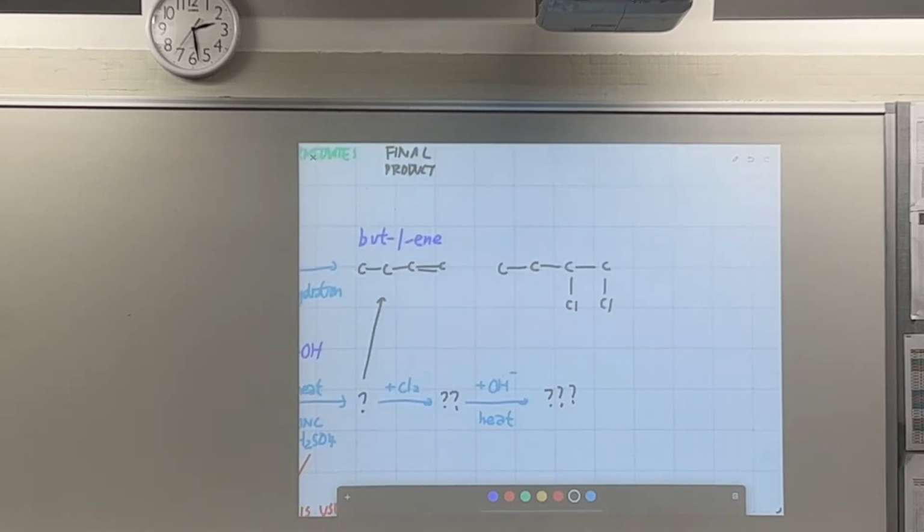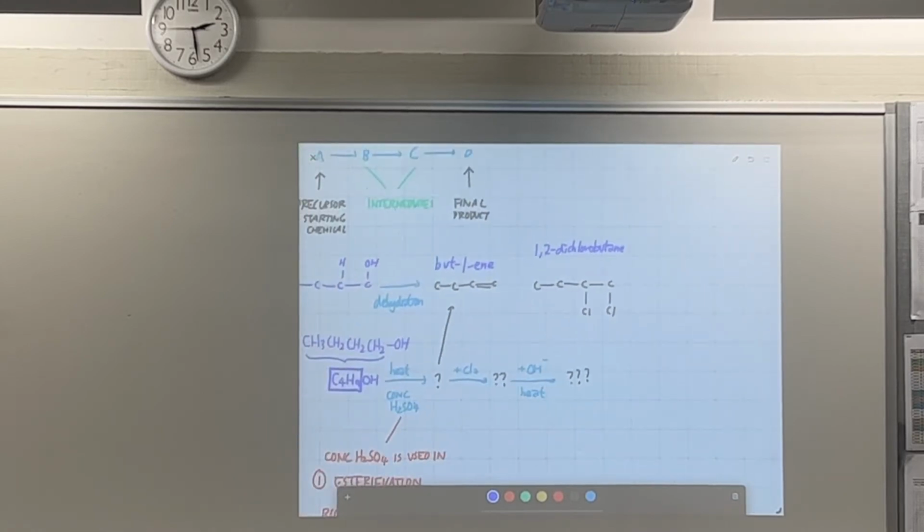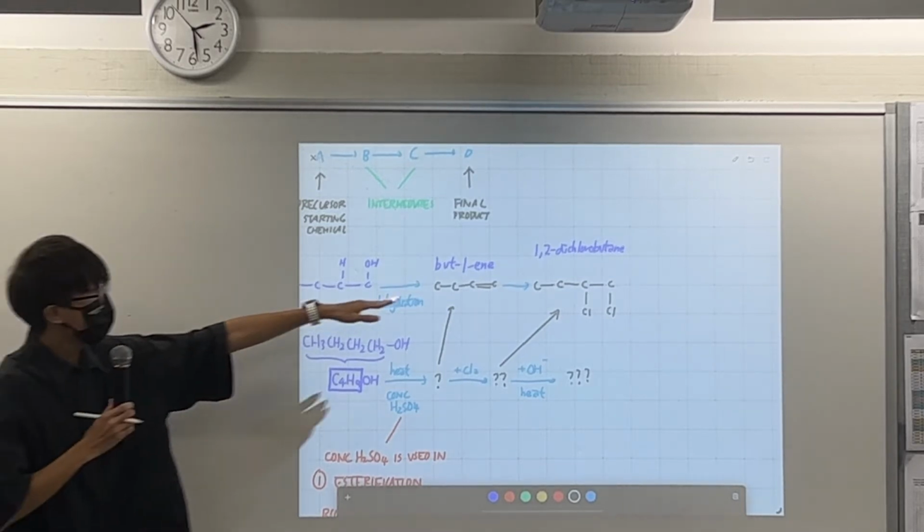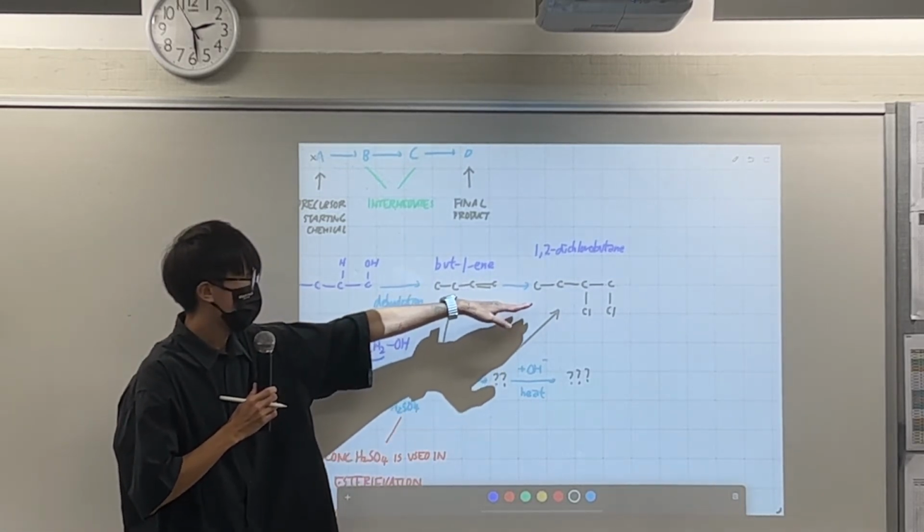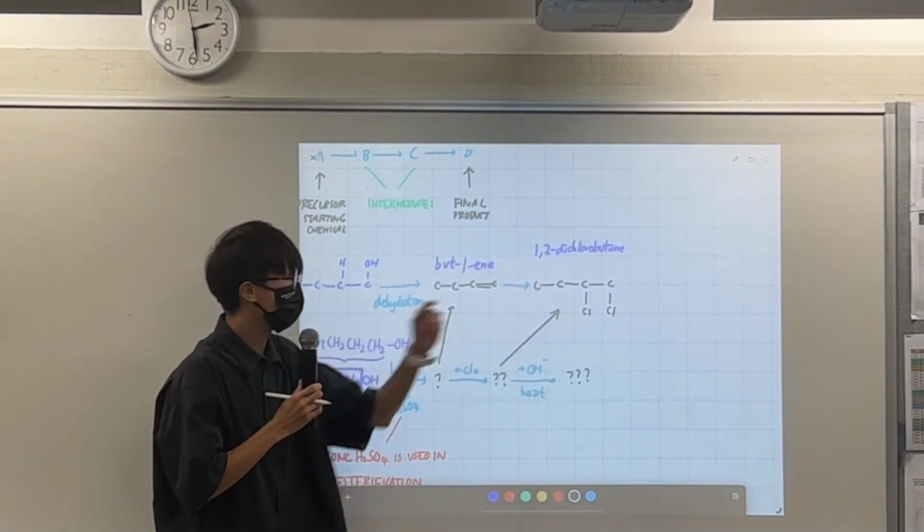The name of this compound is 1,2-dichlorobutane. Right? Don't forget to address the number next time. Okay, you're so close. So this is the second unknown. Now finally, this is a haloalkane, or more appropriately, dihaloalkane.